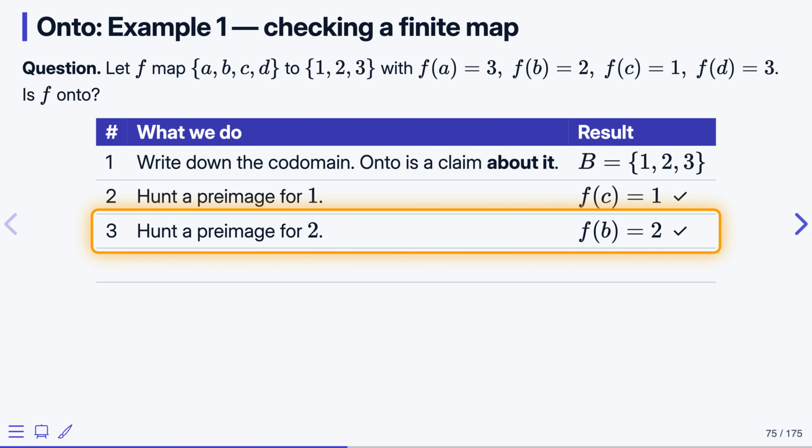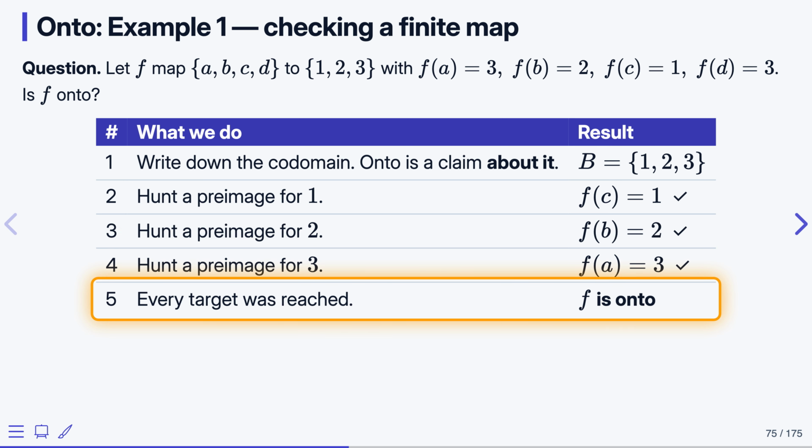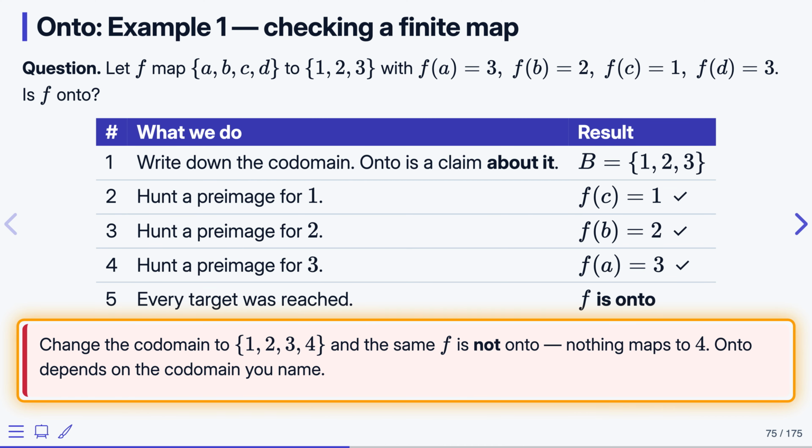Step 3. Take the second target 2. F of b is 2, tick. Step 4. Take the third target 3. F of a is 3, tick. And d also maps to 3, which is allowed. Step 5. Every target was reached, so f is onto. Now the warning. Suppose we keep the same arrows but call the codomain {1, 2, 3, 4}. Nothing maps to 4, so the same function is no longer onto. Onto always depends on the codomain you name.